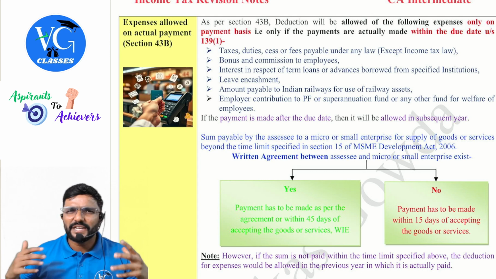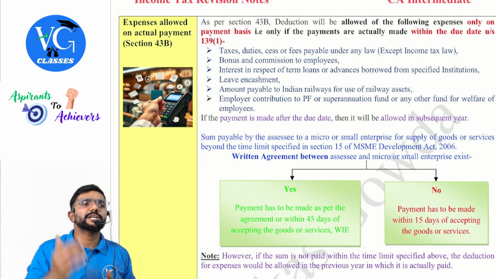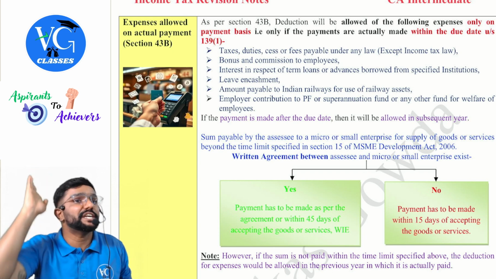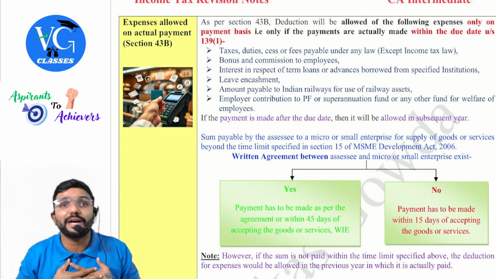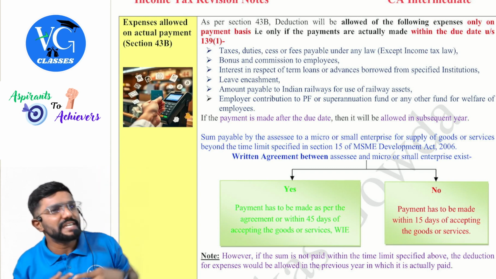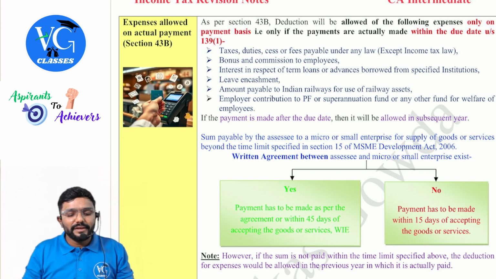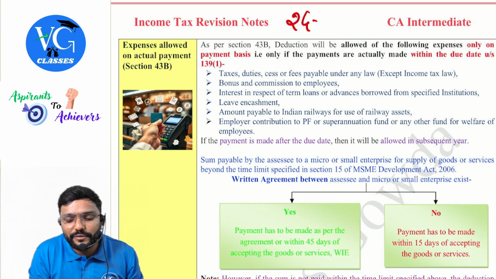But here they are telling, irrespective of which scheme or basis you are following, the following expenses are allowed only if you have paid them within the due date of filing the returns, not within 31st March. My year will end on 31st March, but they are giving time till when? Due date of filing the returns. Let us take it as 31st October. So if you don't pay, the following expenses relating to which year? 24-25.